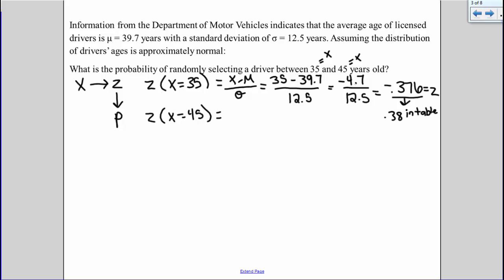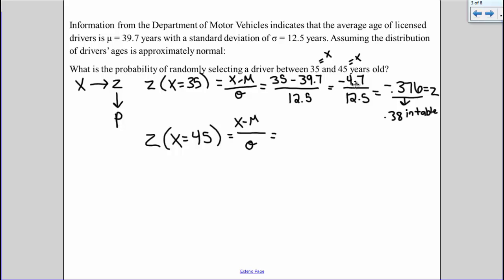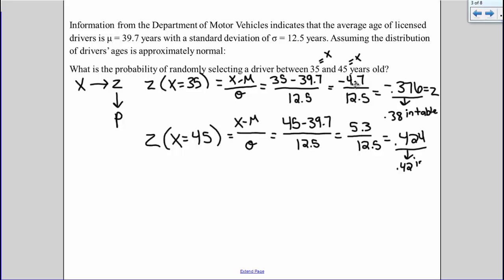Okay, let's find the next z-score. So the z-score for an x value, or a score, of 45. Still using that z-score formula, but now x is 45. We still are using the same population mean and standard deviation. So 45 minus 39.7 gives you 5.3. Divide that by 12.5, and you end up with a z-score of 0.424. And we're going to be looking for 0.42 in the table.